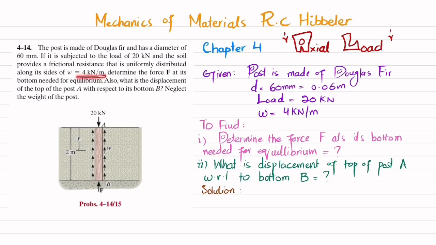w is 4 kilonewton per meter. Determine the force F at its bottom needed for equilibrium. Also, what is the displacement of the top of the post with respect to its bottom? Neglect the weight of the post.